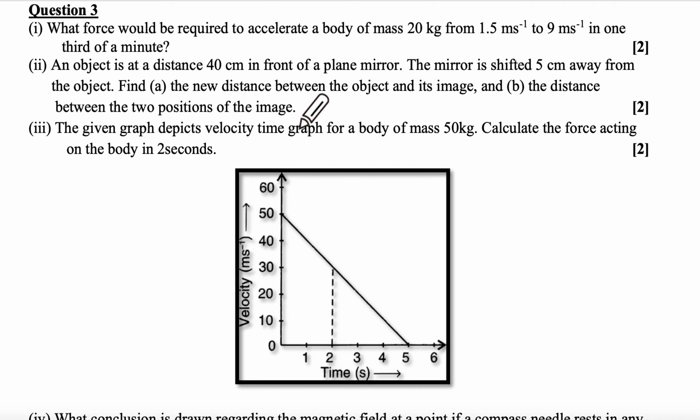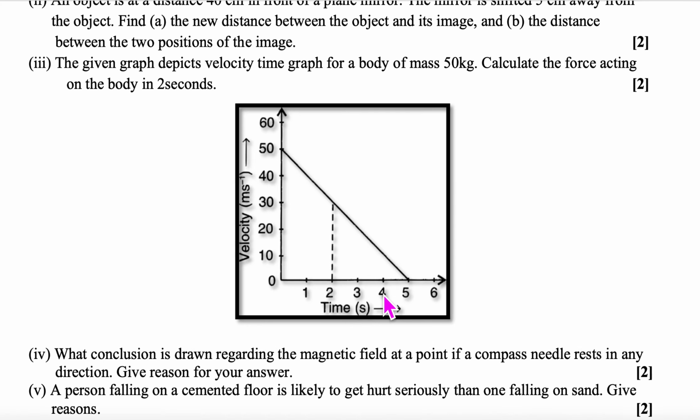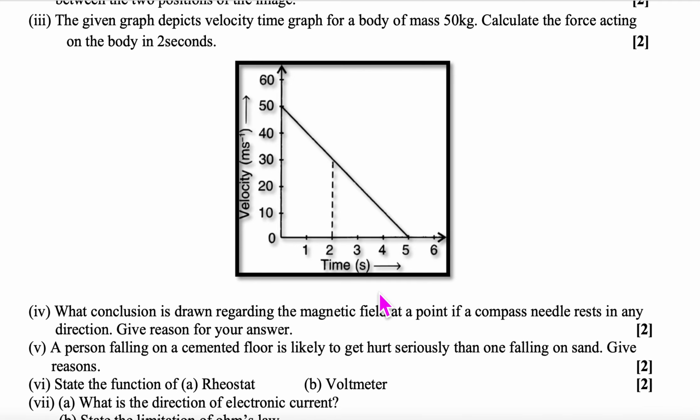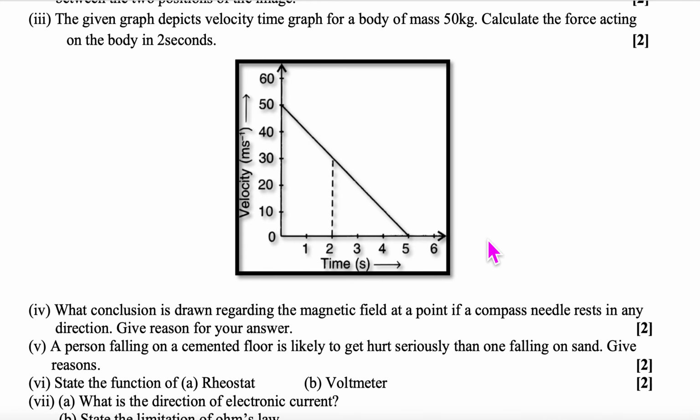Yes. The graph depicts velocity against time. If it is velocity time, the slope is going to give you acceleration, correct? But can you see initial velocity is 50 and final velocity is 0? So this will be retardation, yes? Mass has been given as 50 kg. Calculate the force acting on the body in 2 seconds.